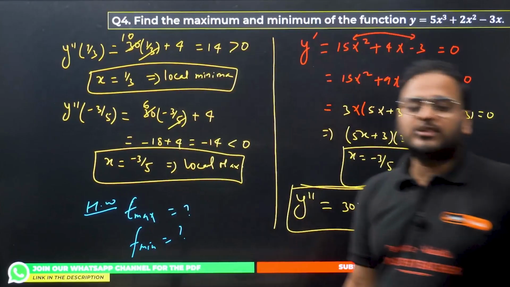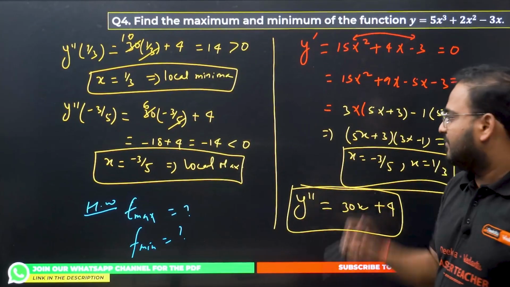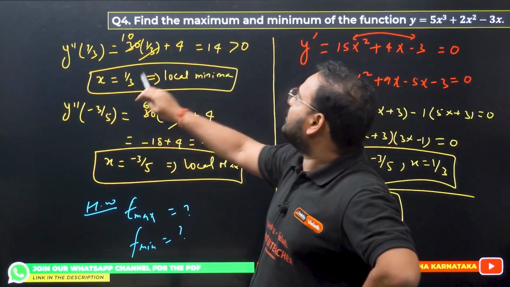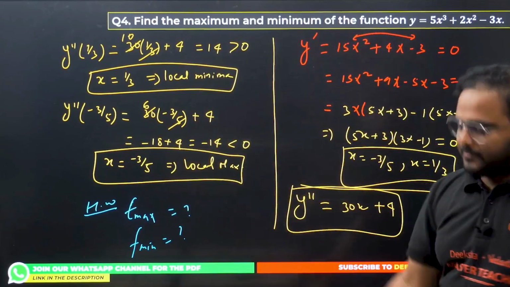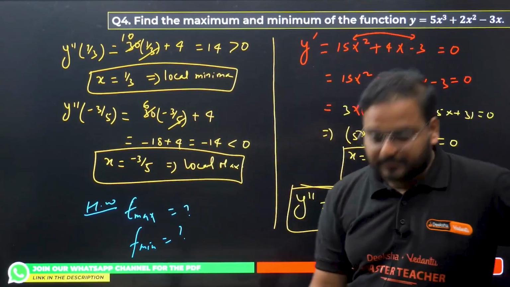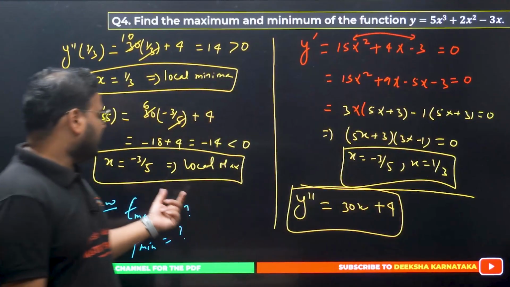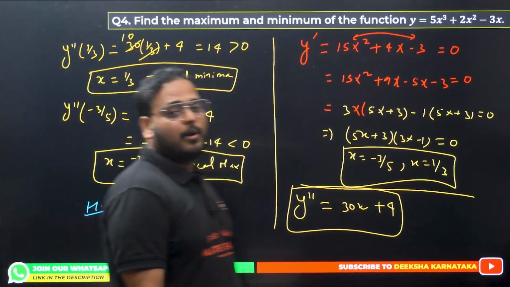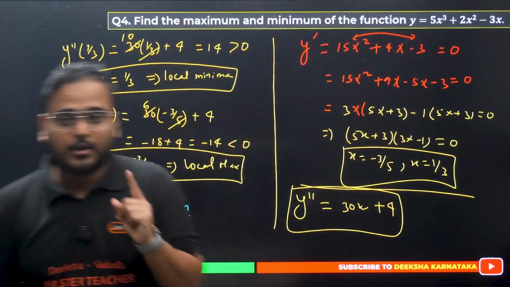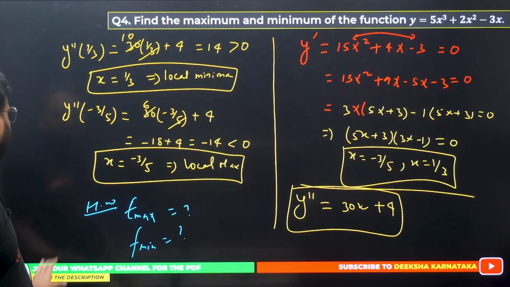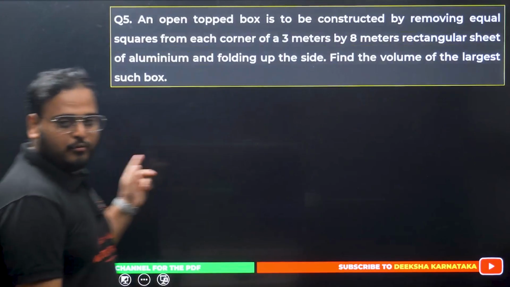Please comment below for question number 4. What is the value of f max and f minimum? How are you going to do that? Put the value of 1/3 in the function and −3/5 in the function. You'll get the answer. Please check. Find the value of f max and f minimum and give me the answer in the comment section. So far I've given you 2 calculations, so please do it. Do not miss out on that. Question number 4 is done. Question number 5 now.